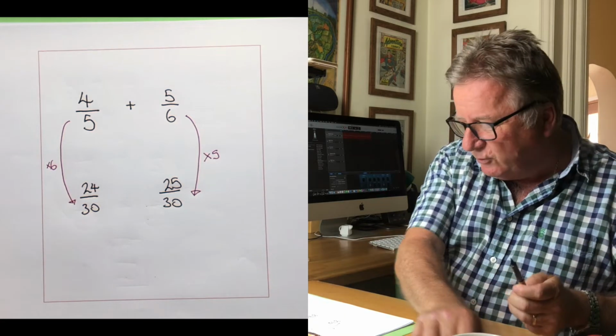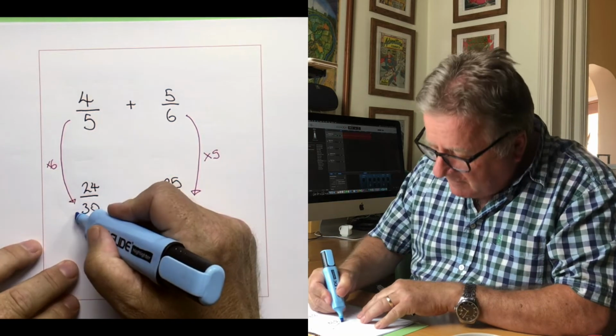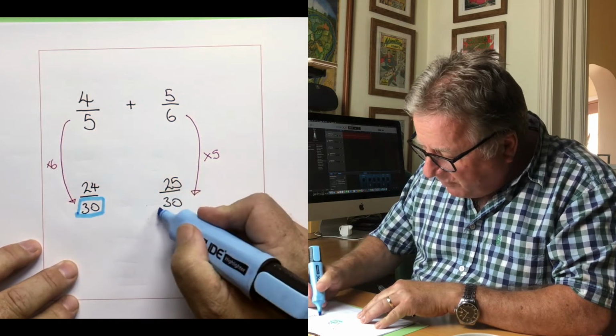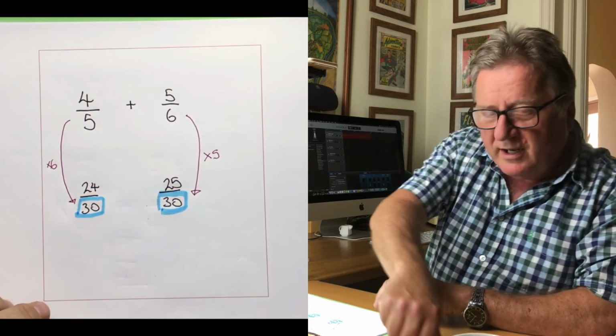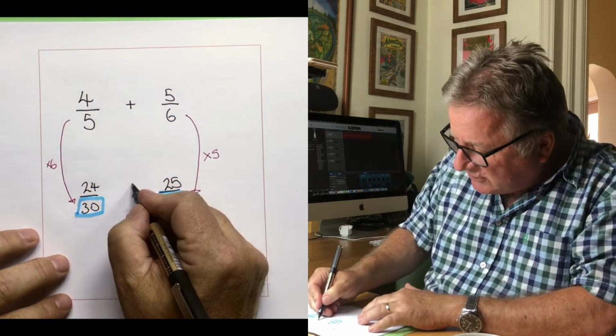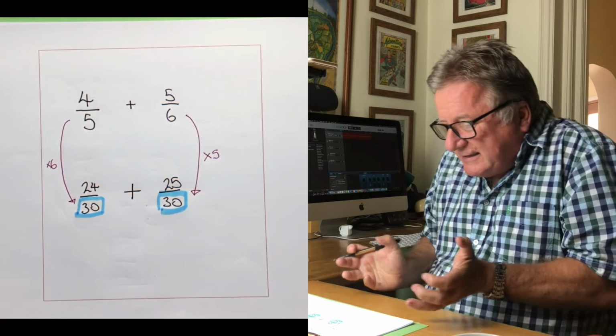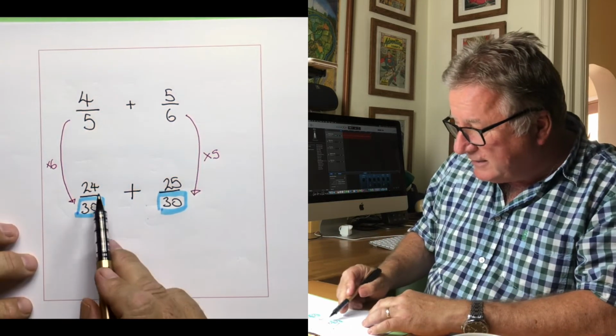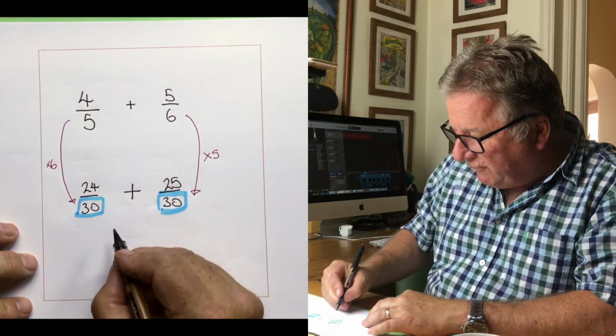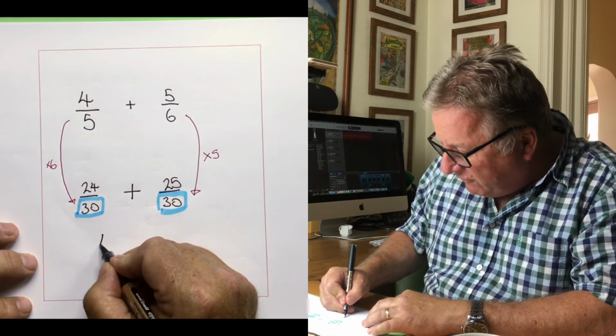I'm just going to bring a little colour in. You know I like my colour. So I've made them both 30ths. Okay. Now I'm adding these fractions together. Because they're the same size pieces, I can simply do 24 plus 25, which is 49.